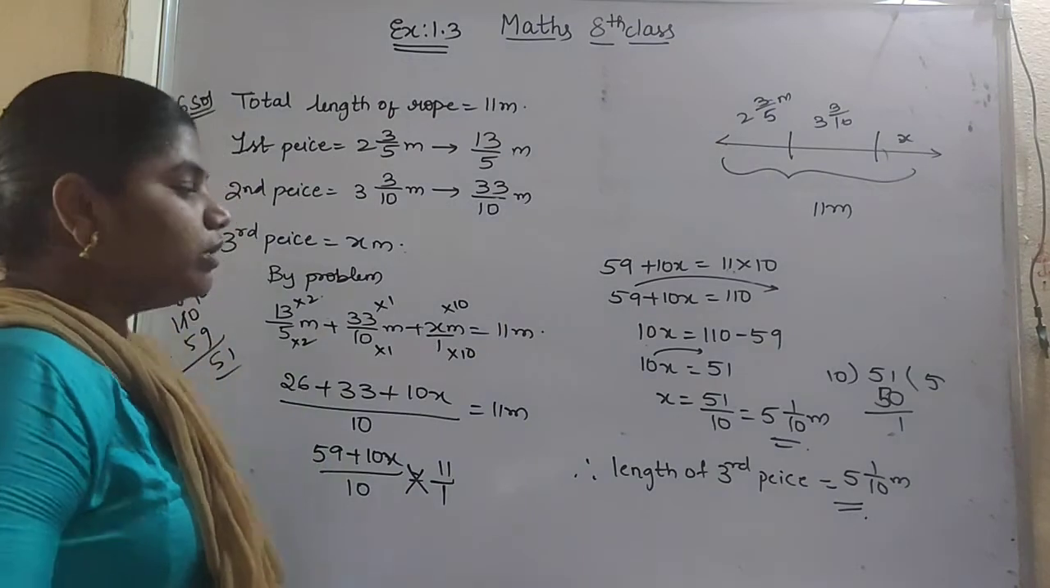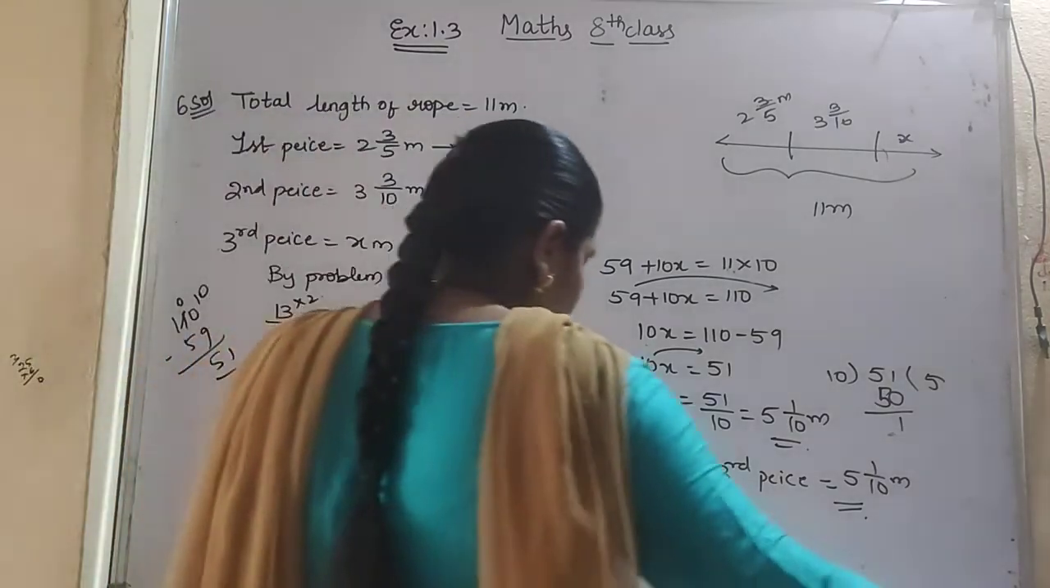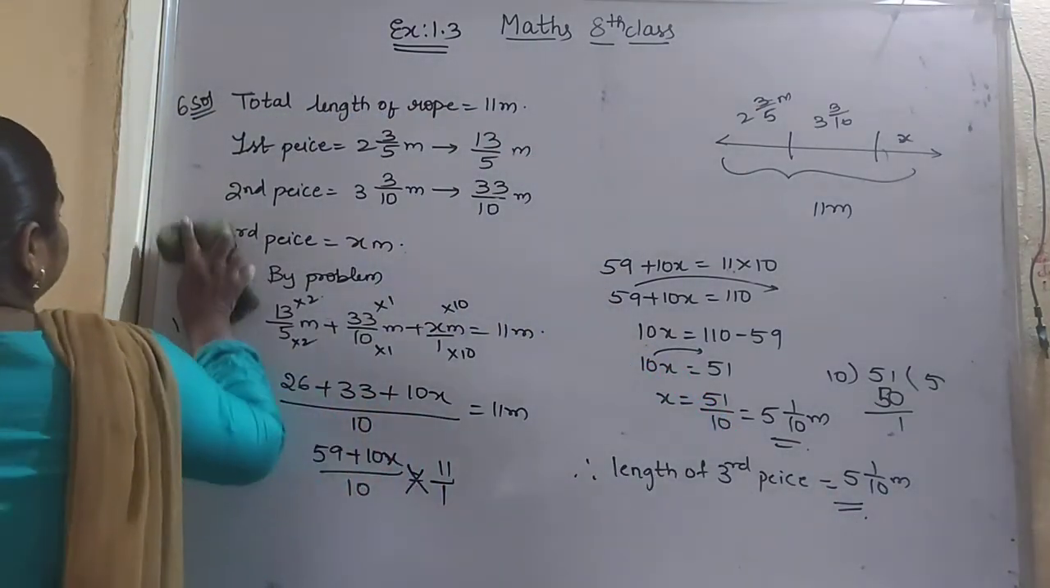So the length of a third piece is how much? 5 1 by 10 meters. So this is our sixth solution. Next is seventh one.